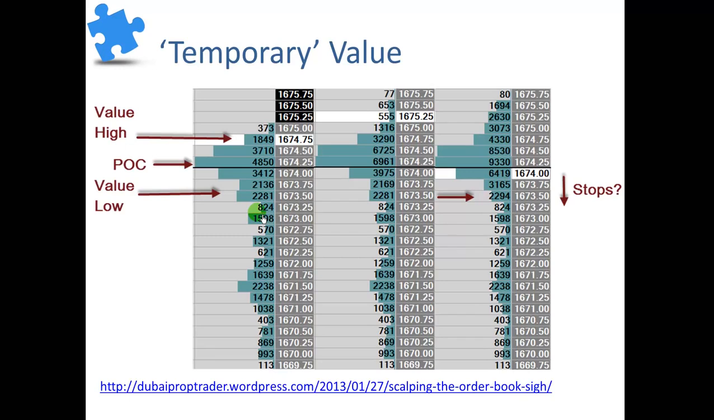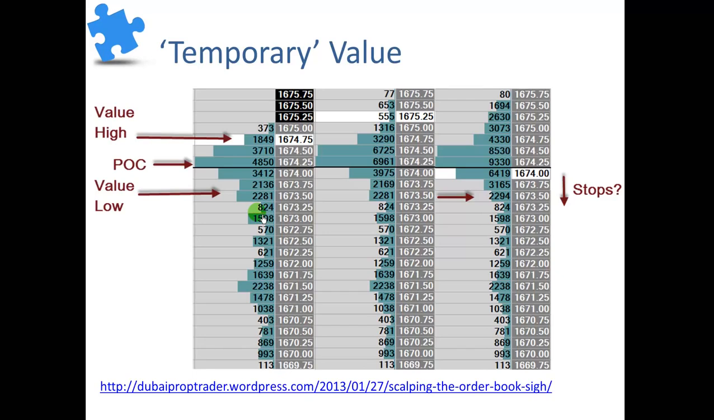Now, these micro ranges or value areas form very often, and as that range starts to build initially, it's going to be a lot more visible on the volume profile than on the chart, and that is regardless of how much liquidity there is. So even on crude oil, to spot a temporary value area forming, the volume profile is definitely going to give you an edge in terms of spotting that.